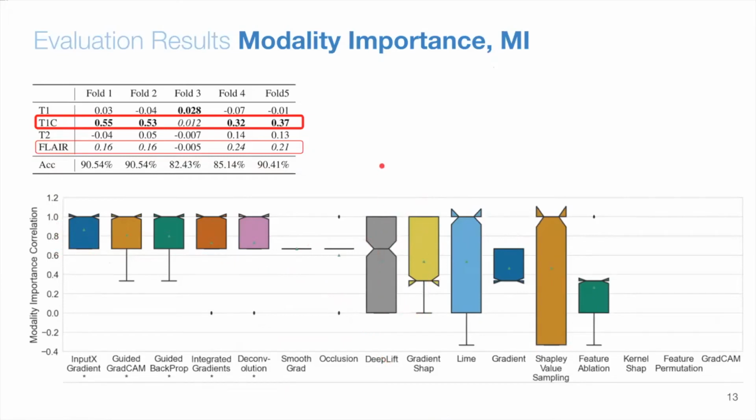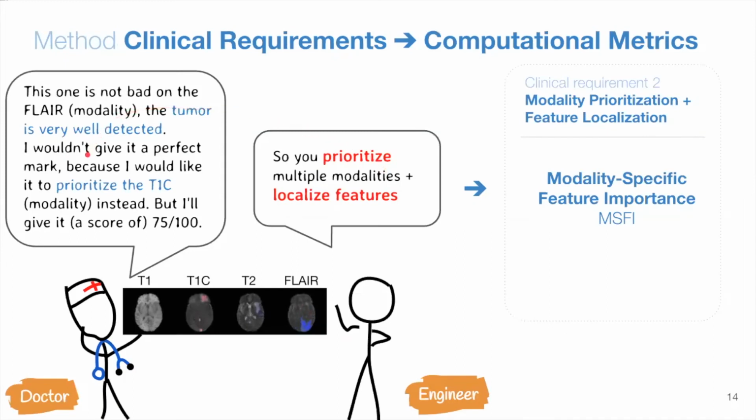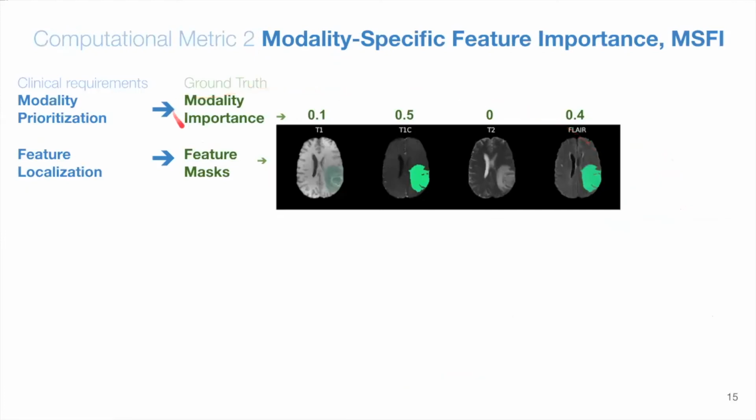As we dive into doctors' requirements, doctors expect the AI not only to reflect modality prioritization information, but also to correctly localize the discriminative features. The previous modality importance metric is too coarse for such requirements. Therefore, we propose a second metric that combines feature localization with modality importance, namely the modality-specific feature importance, MSFI. MSFI contains 2 ground truth information: the modality importance ranking from the previous metric, and the feature localization mask or bounding boxes on each modality. The MSFI score measures how closely a saliency map matches such a ground truth.